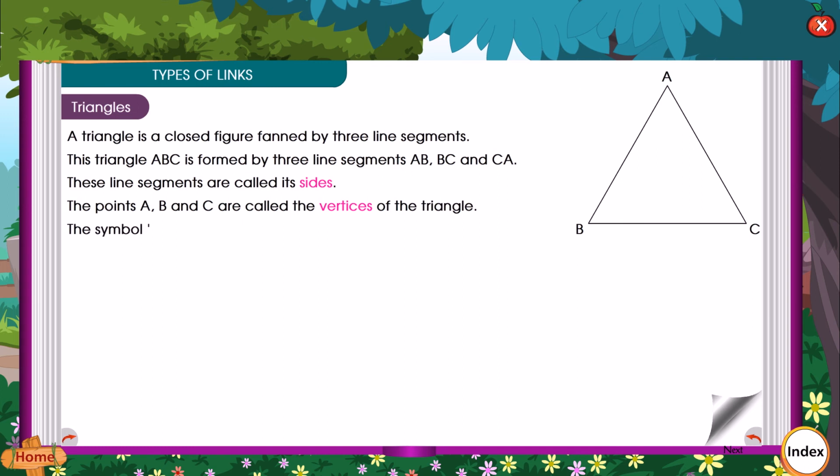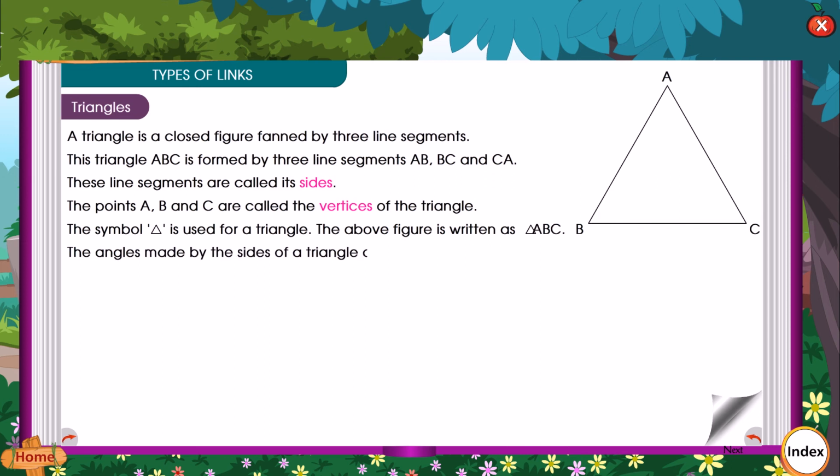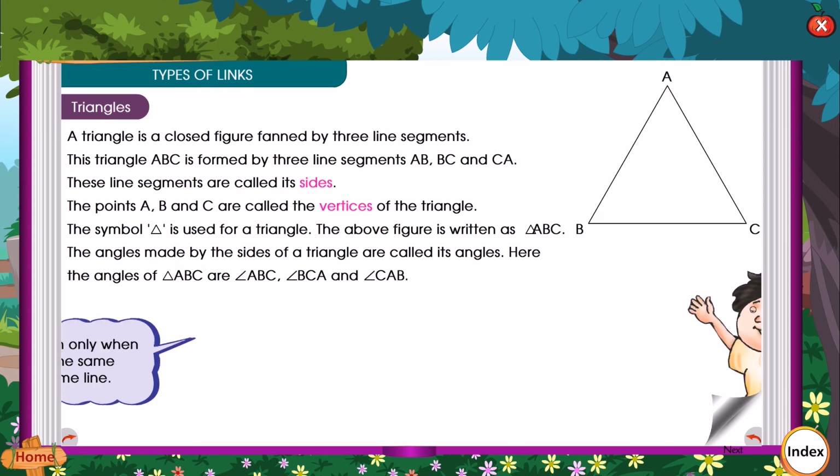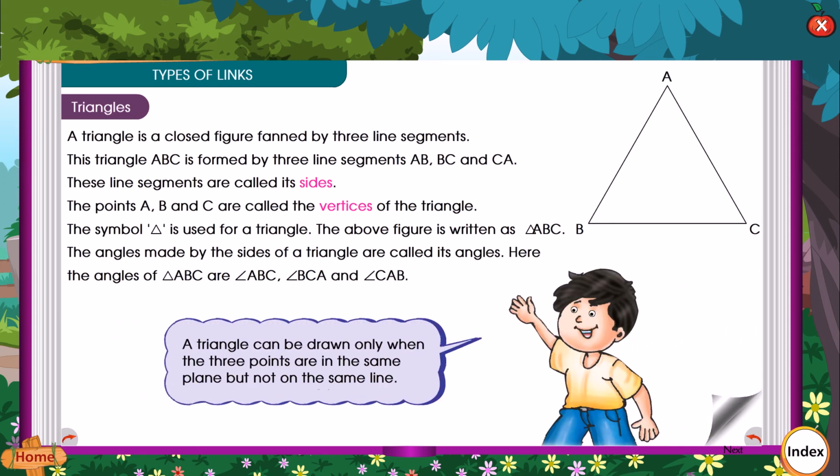The symbol triangle is used for a triangle. The above figure is written as triangle ABC. The angles made by the sides of a triangle are called its angles. Here the angles of triangle ABC are angle ABC, angle BCA, and angle CAB. A triangle can be drawn only when the 3 points are in the same plane but not on the same line.